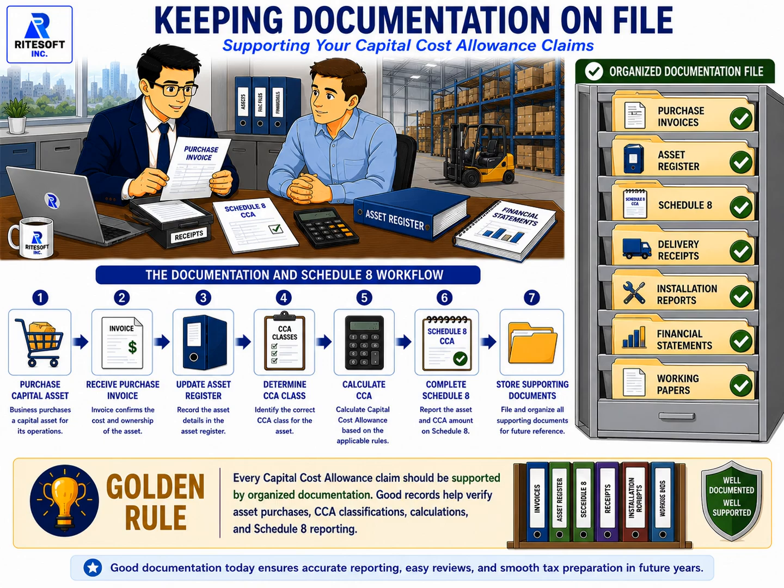A well-organized file typically includes several important documents: purchase invoices, the fixed asset register, Schedule 8, delivery receipts, installation reports, where applicable, financial statements, and the working papers used to prepare the capital cost allowance calculation. Together, these documents explain how the deduction was determined and provide a complete record of the corporation's capital assets.